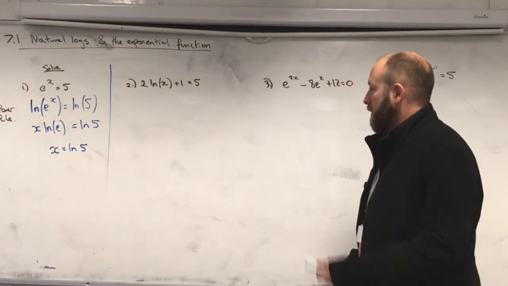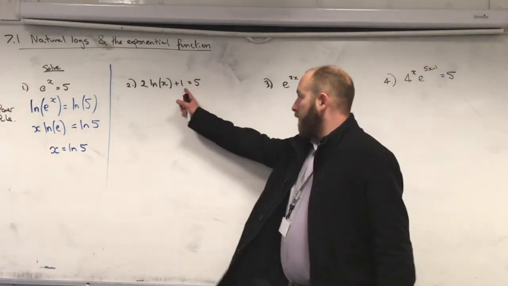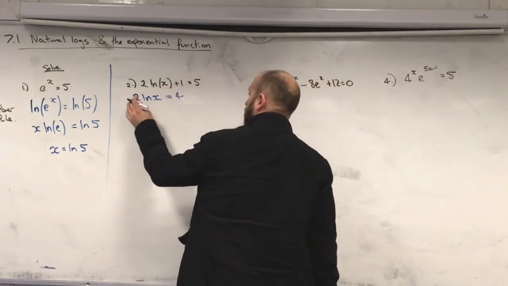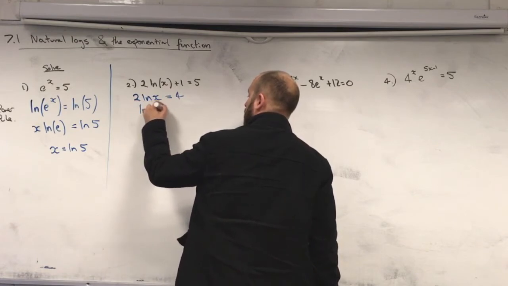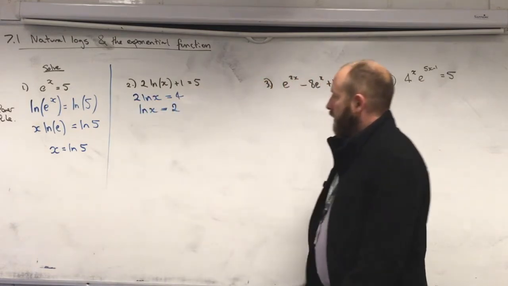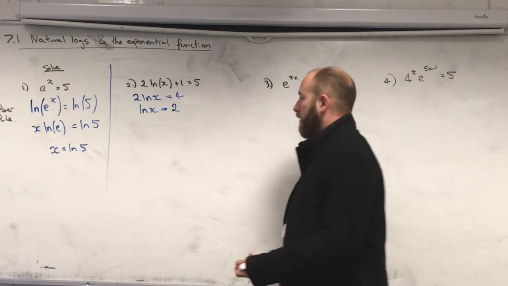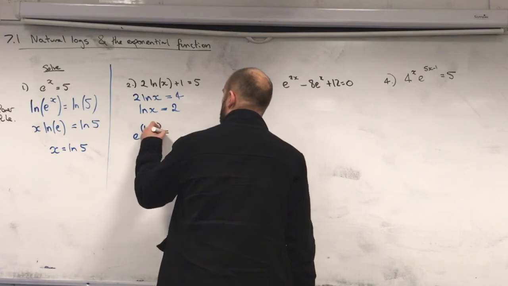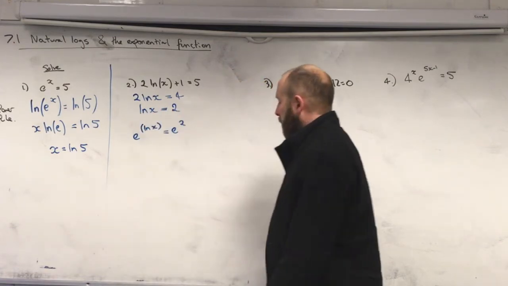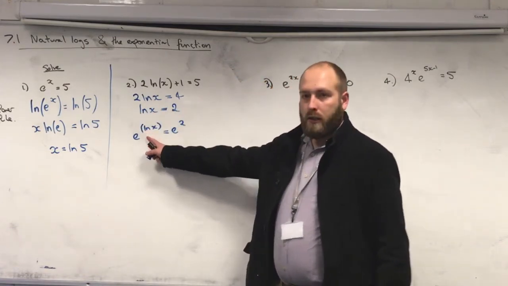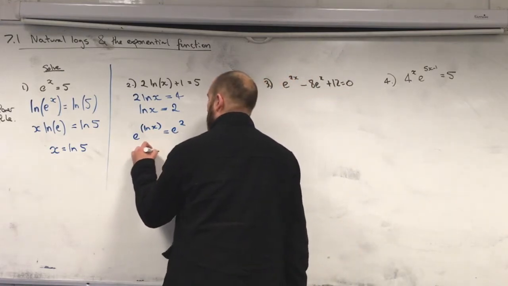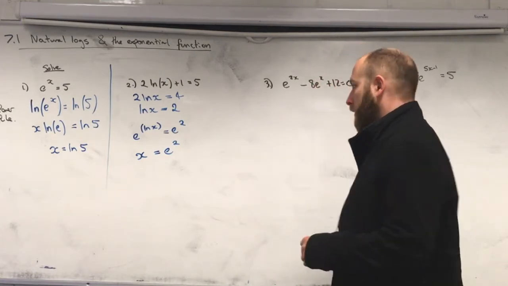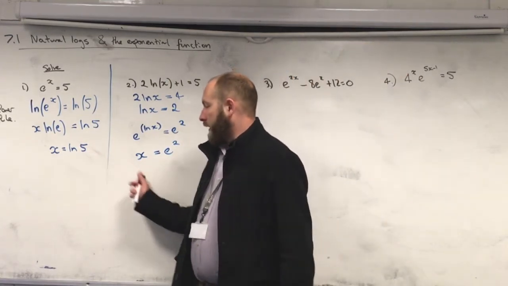Okay, the next one's going to be similar, but the opposite. So we're going to subtract 1 first. Divide by 2. Then to undo a log, we're going to e both sides. e and the log cancel, we get x equals e squared. Remember, e is just 2.7. So we can type either of these into our calculator and get the final answer.